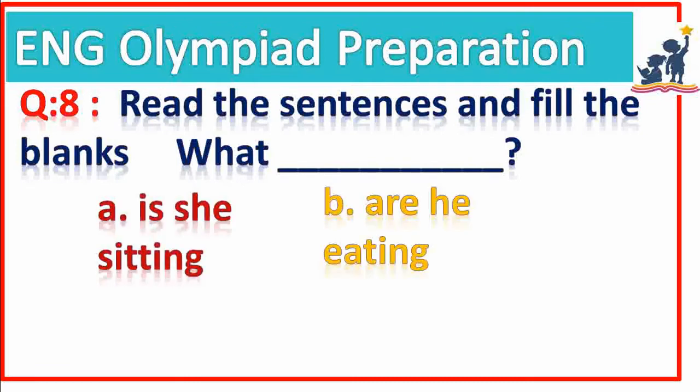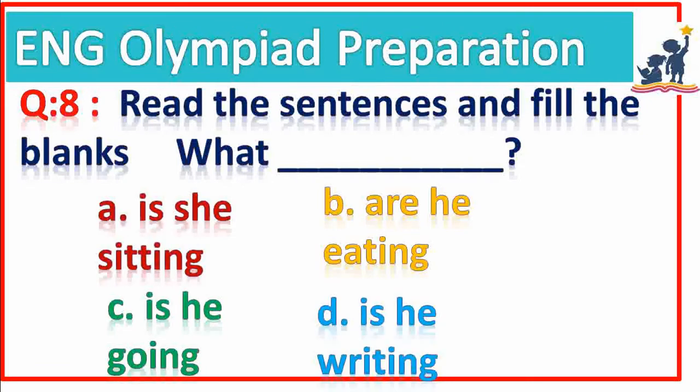Question number 8. Read the sentences and fill the blanks. What? Option A. Is he sitting? Option B. Are he eating? Option C. Is he going? Option D. Is he writing? The answer will be what is he writing? Wo kya likh raha hai?